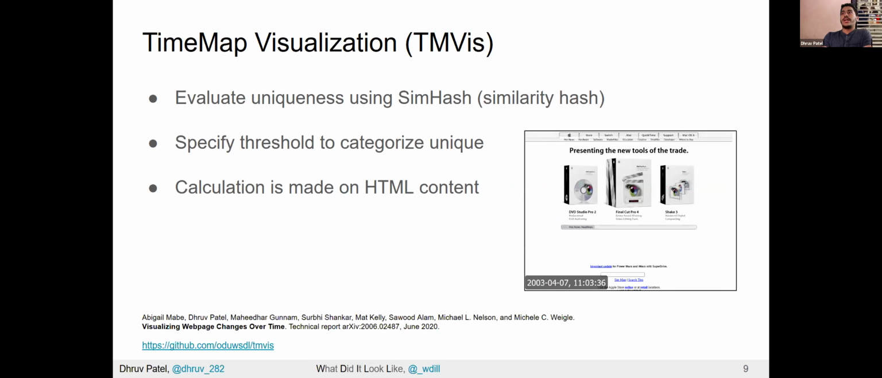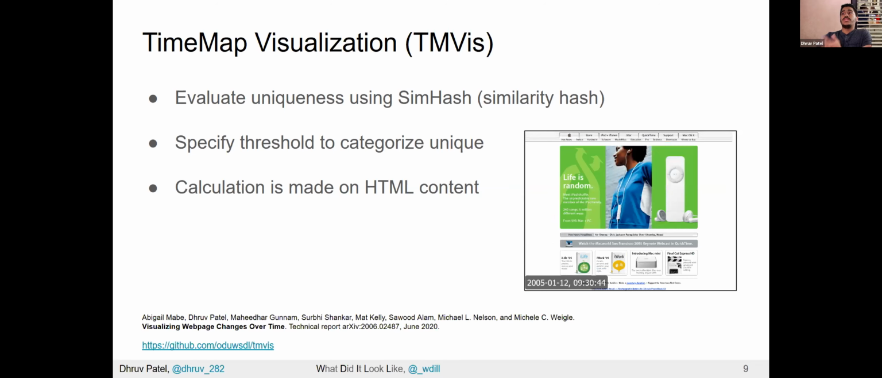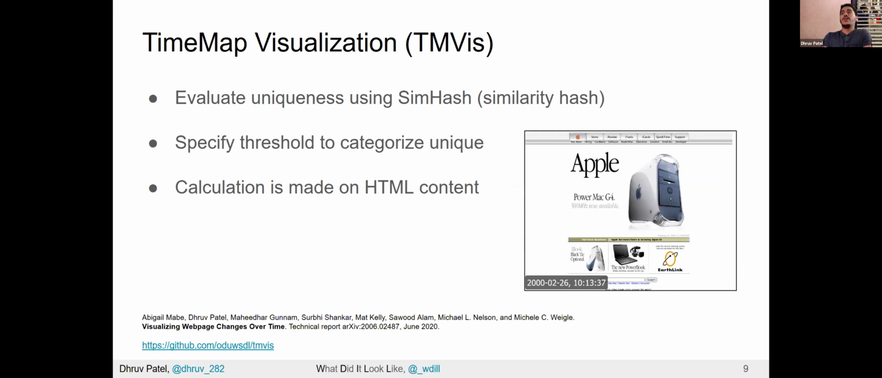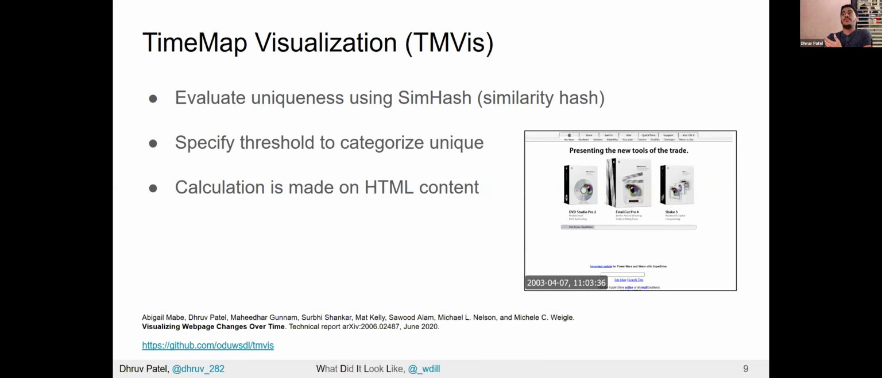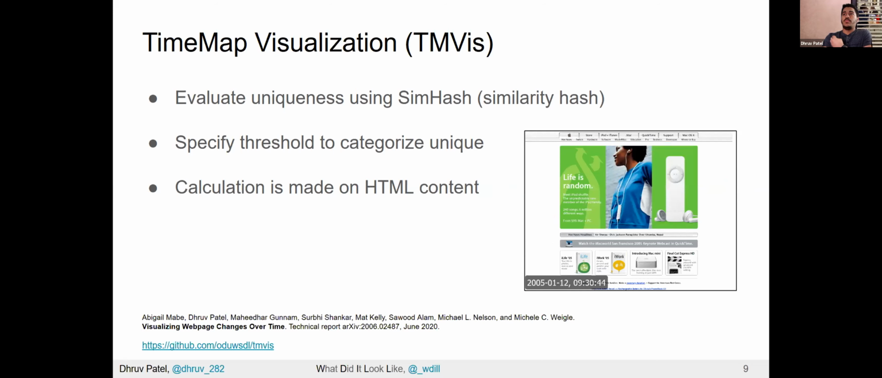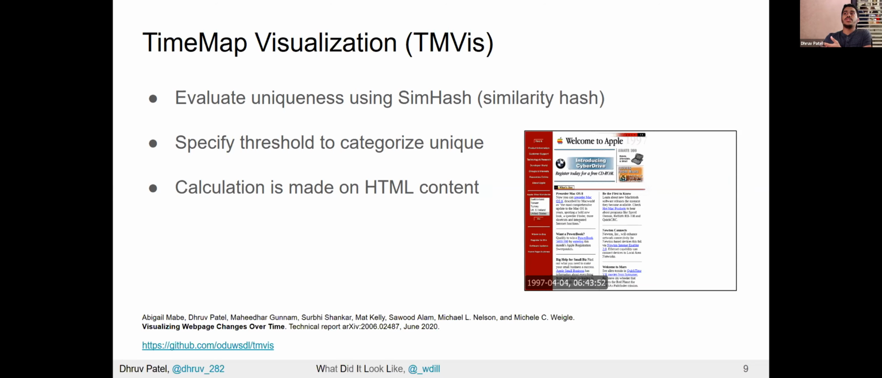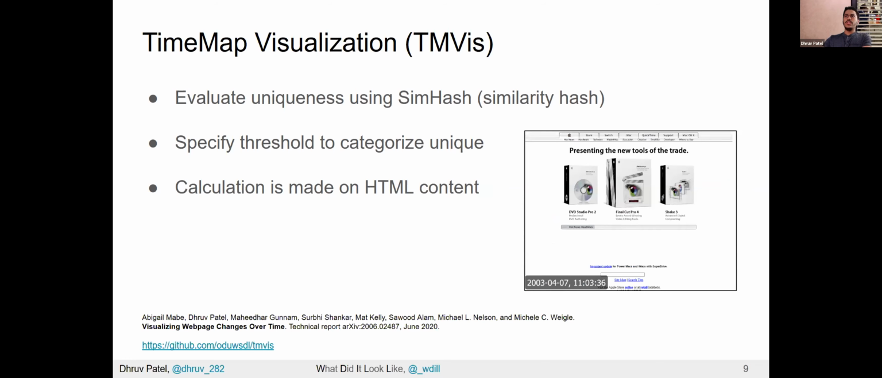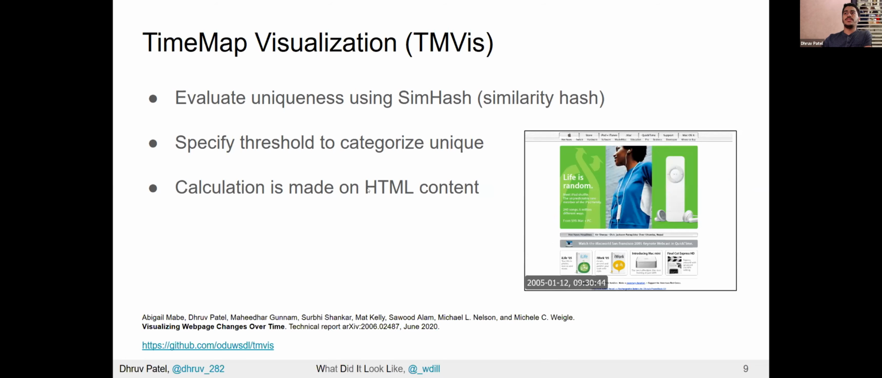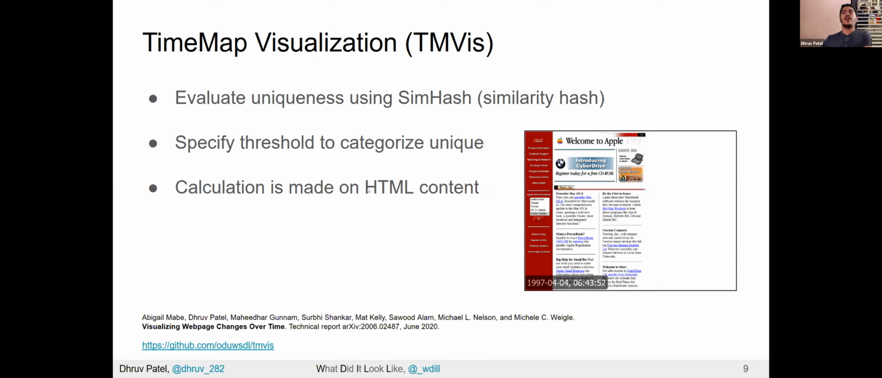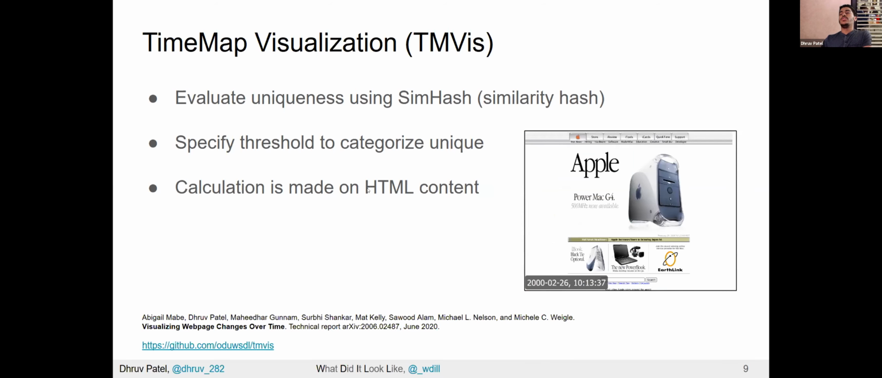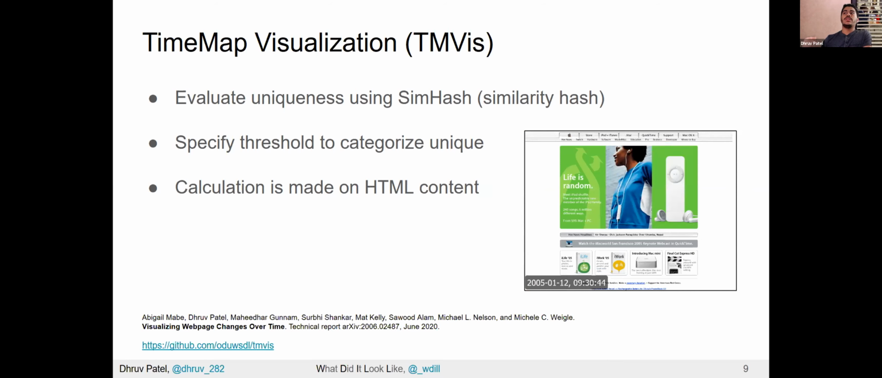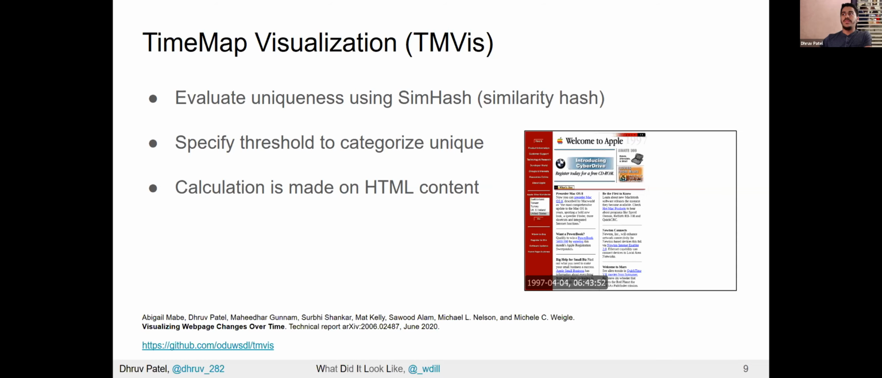And in order to calculate these unique mementos, the TMViz program uses a sim hash technique. Pretty much a sim hash is calculated on a memento, and by a specified threshold, the memento is categorized unique or not. The only downfall to this method is the calculation is made on the HTML content of the memento. So this means there is some sort of overhead to actually obtaining the HTML content of this memento.